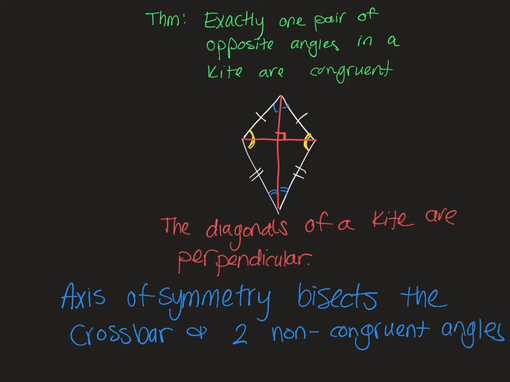Again, the axis of symmetry, like the one that goes vertically through the kite, meaning it's symmetric on either side of that. So it bisects the crossbar, which is this piece, so it splits that into two congruent pieces. Like this is congruent to this. And it's going to bisect those angles, so it's going to split this angle into two equal pieces and split this angle down here into two equal pieces as well.